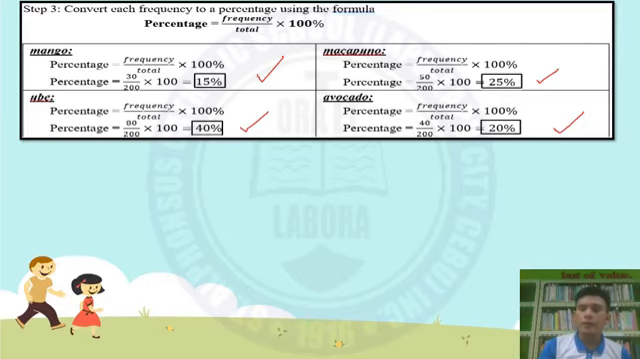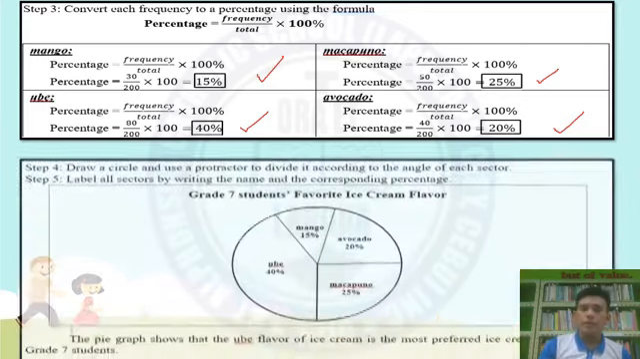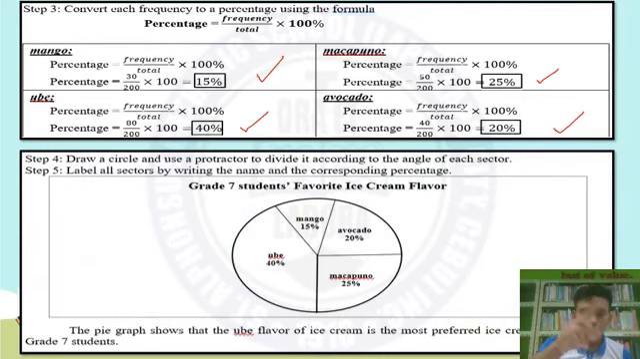for the given frequency. Then, step 4, draw a circle. First, you draw a circle. I know my circle is not totally a circle. Assume that it's a circle. Step 5, label all sectors by writing the name. Before we label, we need to plot first. So, we start from the center.